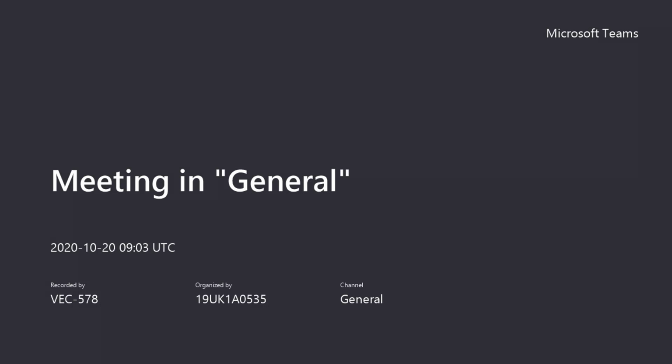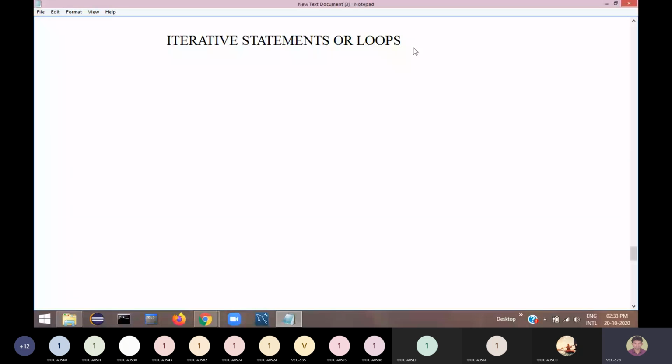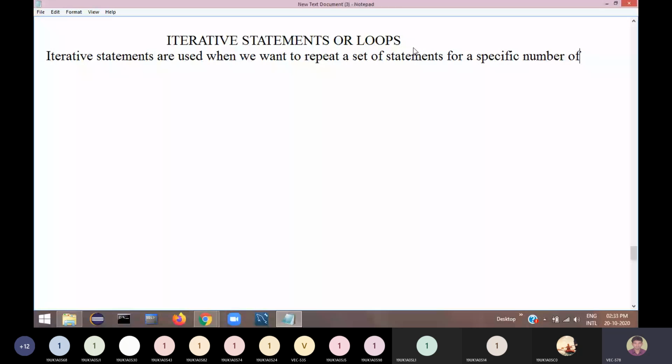Statements are loop statements. Iterative statements are used when we want to repeat a set of statements for a specific number of times. Then we use these iterative statements. Iterative statements are used when we want to repeat a set of statements in a program.